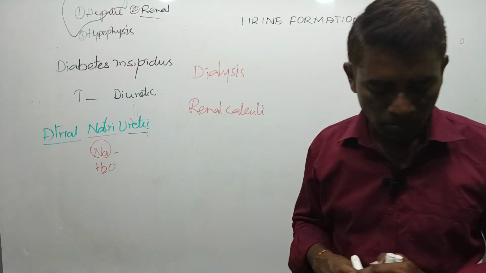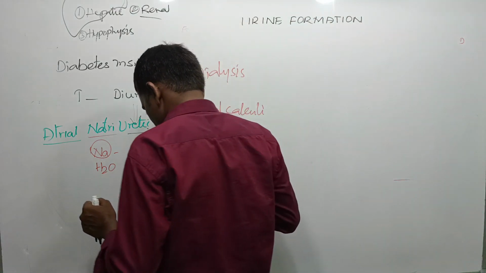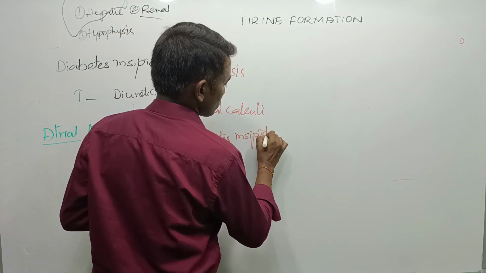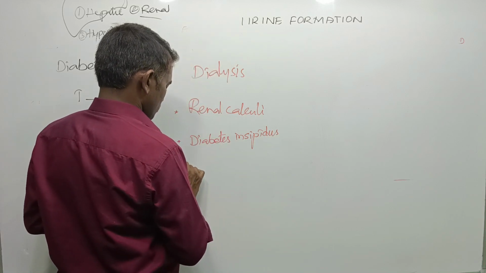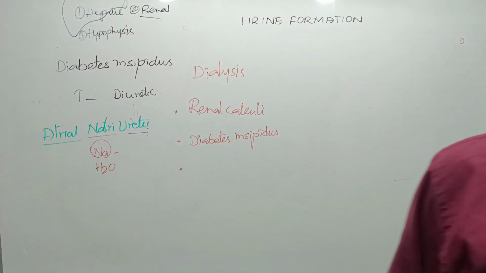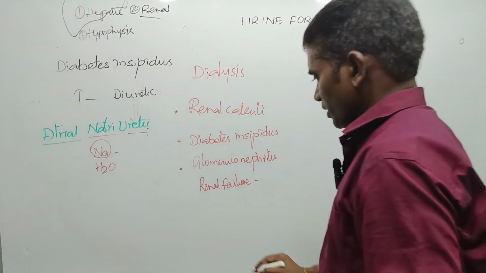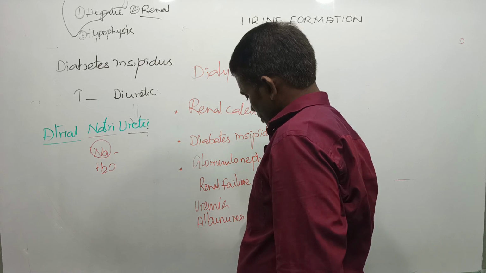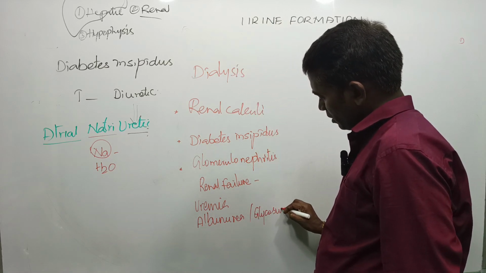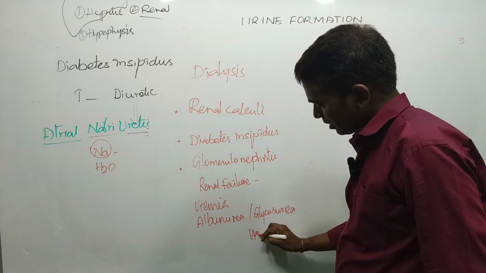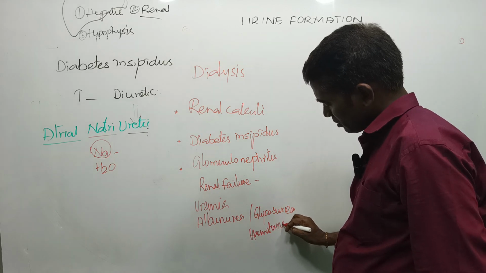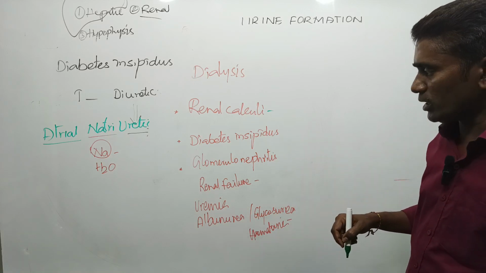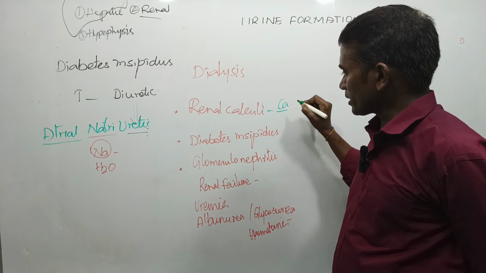One is renal calculi, diabetes insipidus, that includes uremia, albuminuria, glycosuria, fructosuria, hematuria. There are many more. Restricted to syllabus. Renal calculi, formation of stones. These are usually calcium oxalates.